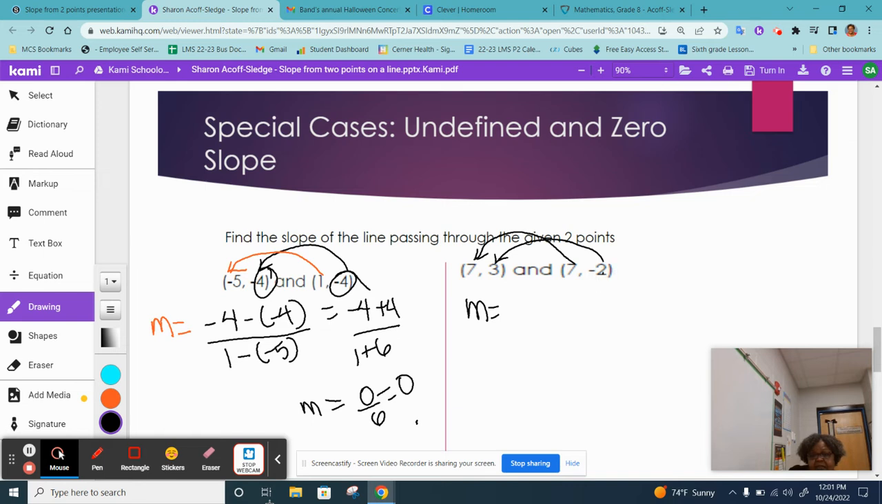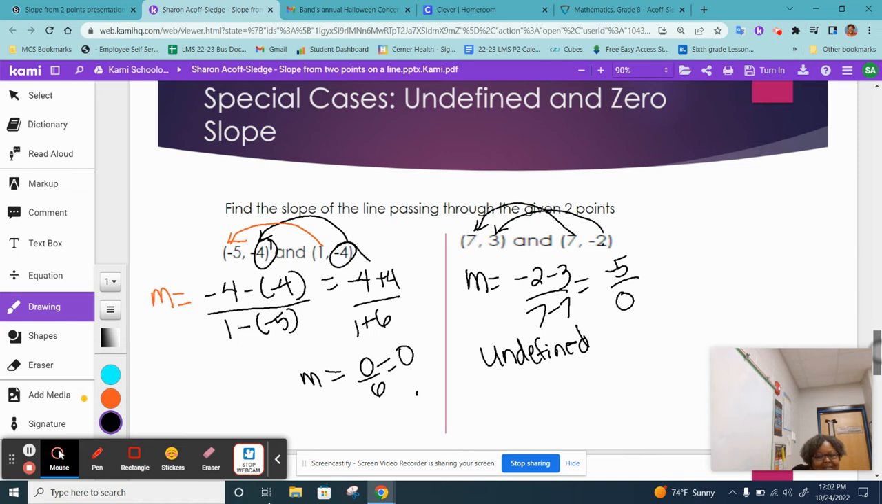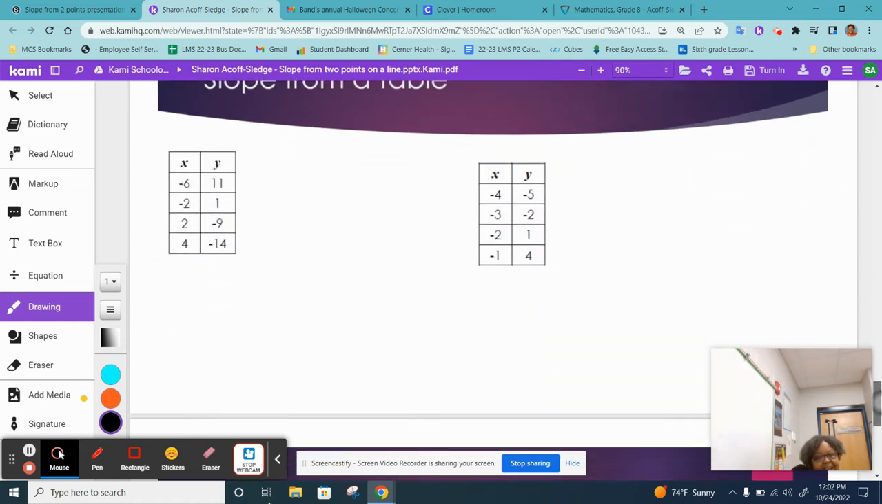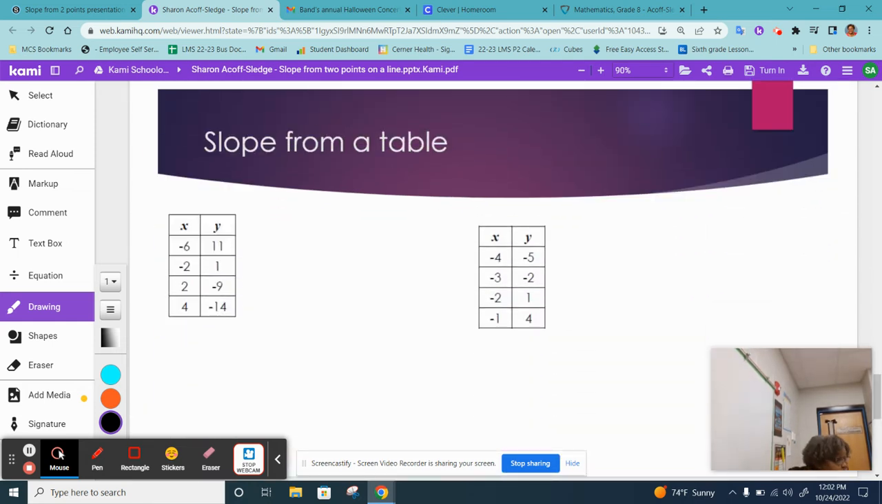Okay, -2 minus 3 over 7 minus 7. We're getting to one of those math things. Undefined. So can we divide anything by 0? No. Now, when you get in numerical analysis, you will be able to divide 0 by 0, but that's another thing. But up until you get into your last math in college, you can't divide by 0, okay? Or your grad school math, you can't divide by 0. So that's undefined.